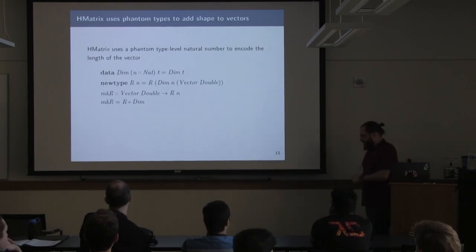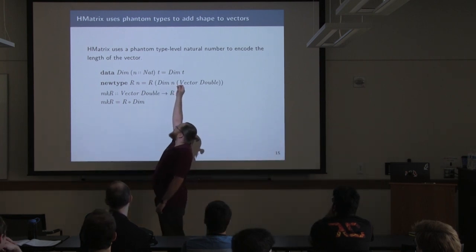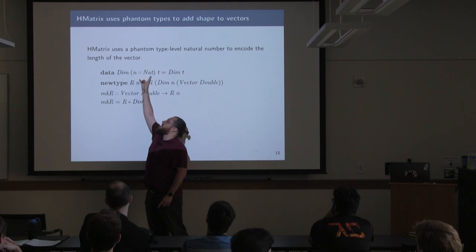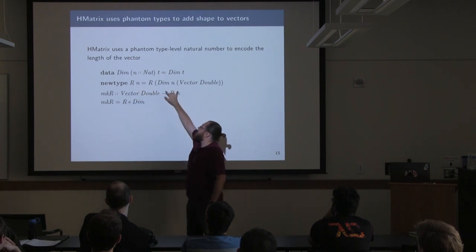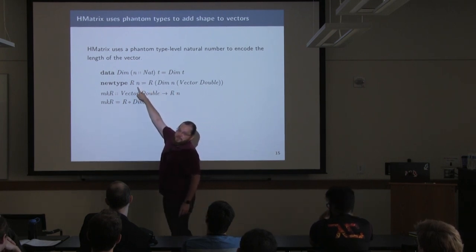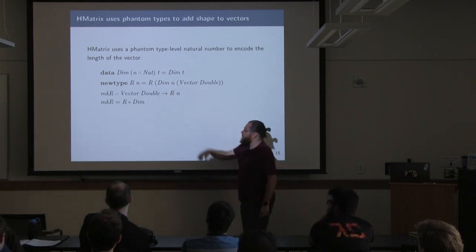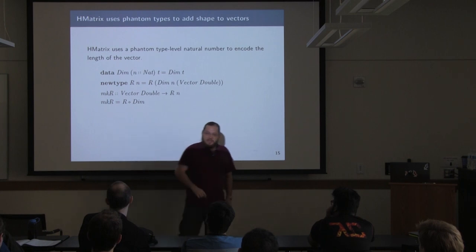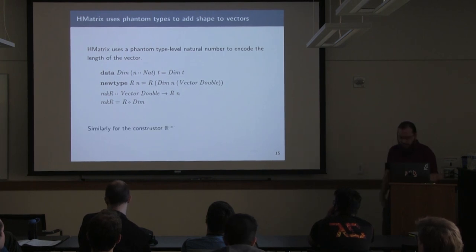So how does hmatrix accomplish this? Basically it uses a phantom type. It will add a dimension to something that you have as a data constructor, but in the type, it will just magically add that natural number for you. So for example, the vector is really, you take an n, whatever that natural number is when you're constructing the type, and you just add it in, regardless of what this vector of double is. And then there's this mkR function, which just calls the constructor after it's called the dimensioning phantom type. There's a similar constructor for matrices.